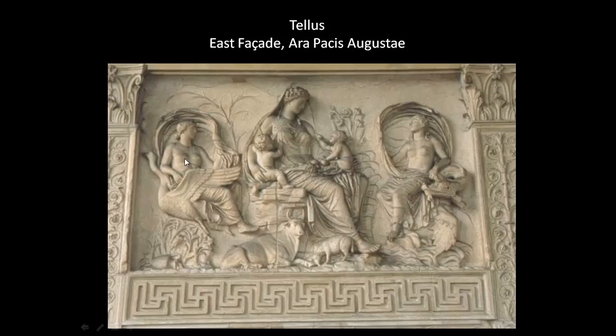Now this here is a woman who sits on a bird. This here is a woman who sits on a sea serpent. This represents the woman and the bird, the sky.